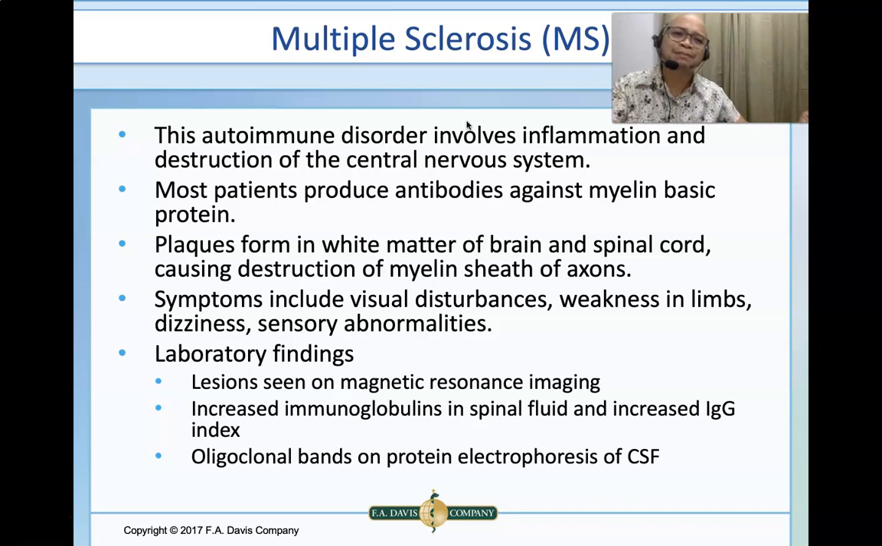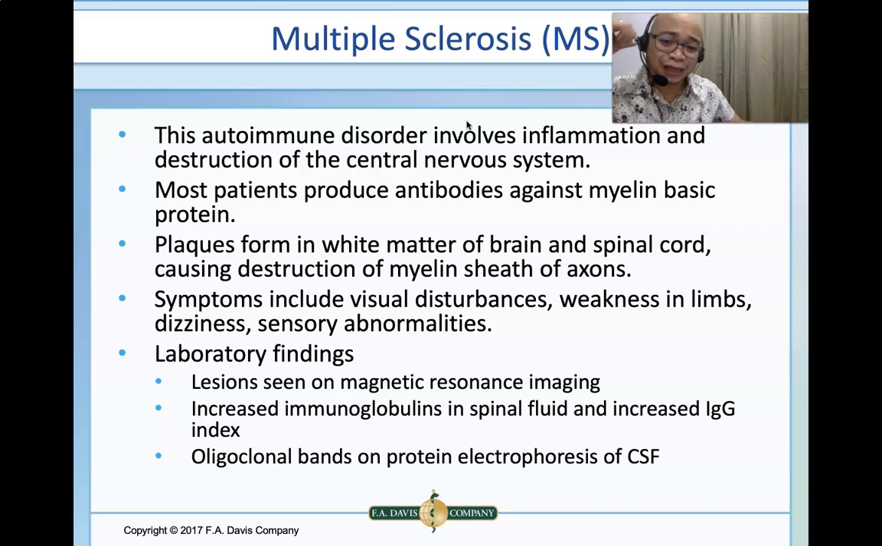Now, if the myelin is actually destroyed, there won't be any smooth transmission of the impulse. Okay? How would you know if the myelin sheath is destroyed? It is characterized by the presence of plaques formed in the white matter of the brain and spinal cord, causing destruction of the myelin sheath of axons. Since the nerve impulse transmission is not smooth, symptoms would include visual disturbances, weakness in limbs, dizziness, and sensory abnormalities.